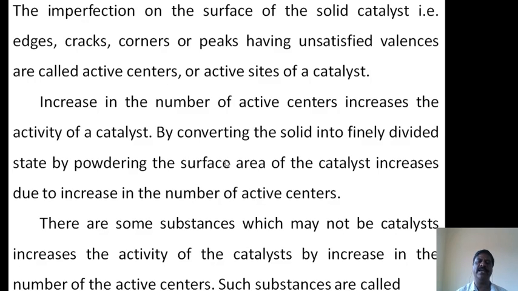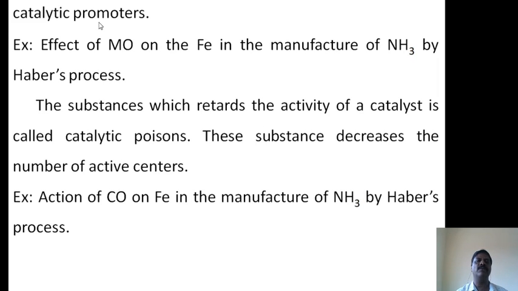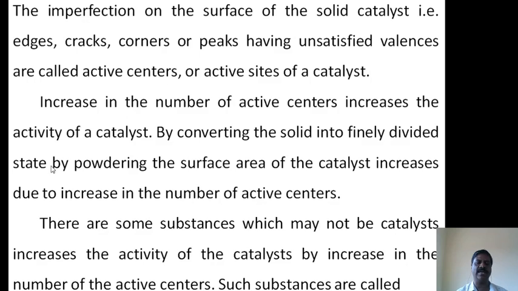The activity will be increased because the active centers will be increased. There are some substances which may not be catalysts, but increase the activity of the catalysts by increasing the number of active centers. Such substances are called catalytic promoters. What is meant by a catalytic promoter?